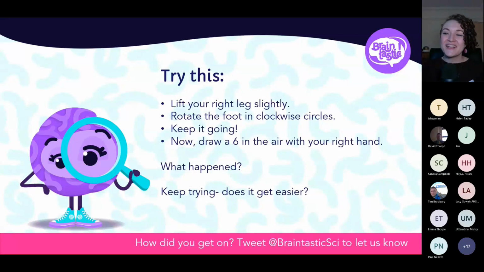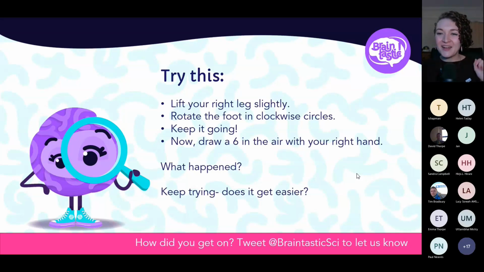So I want to give you a little example now of how quickly you can learn something that you hopefully haven't done before. So if you'd like to join in, what I'd like you to do is stay sitting down, but lift your right leg off the floor slightly and start rotating your foot in clockwise circles. Now, keeping that going, take your right hand and draw a 6 in the air, starting at the top, just in front of you. What happens?